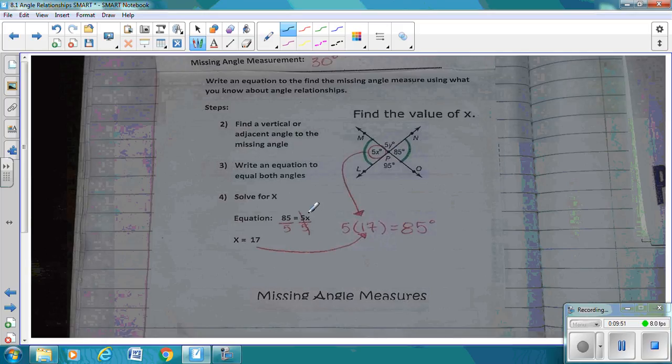You want to isolate the variable x, so we need to divide by the coefficient. Our coefficient here is 5. 85 divided by 5 gives us 17 equals x. So again, on this one, we have 5x degrees. So we're going to have to plug in what we found for x into that x spot, that variable spot. Then we have 5 times 17 equals the 85. We said earlier that vertical angles are equal. So 85 degrees equals 85 degrees. Our answer checks. So we know that x equals 17 for sure.